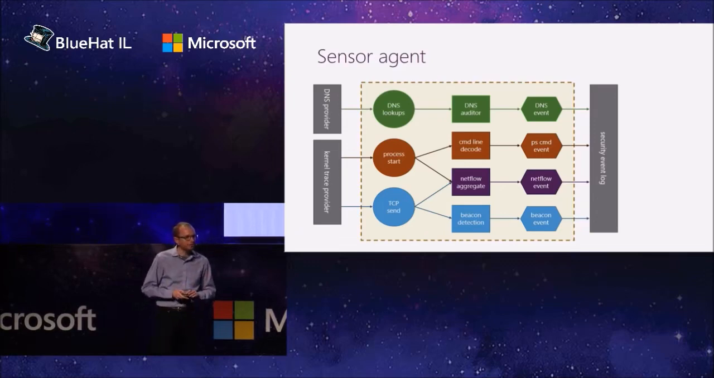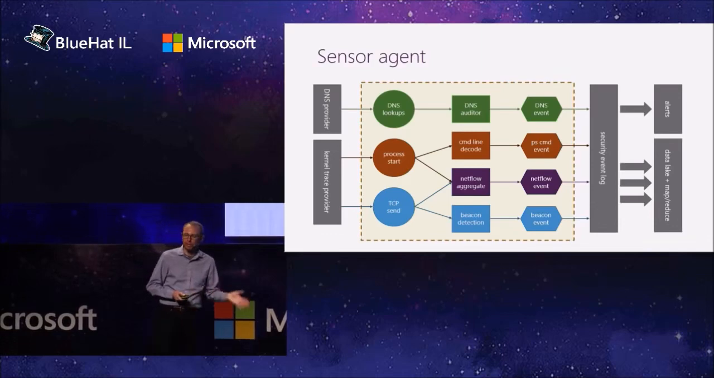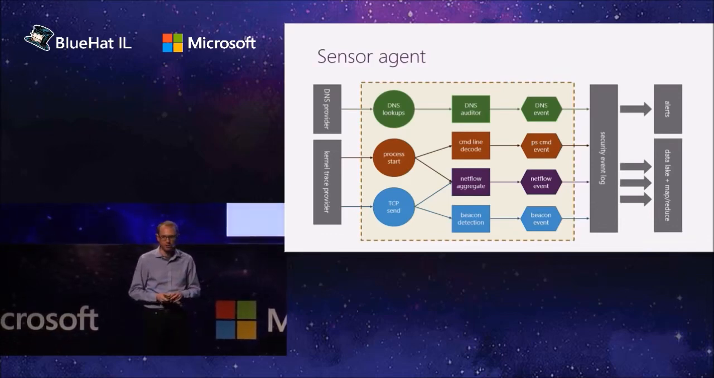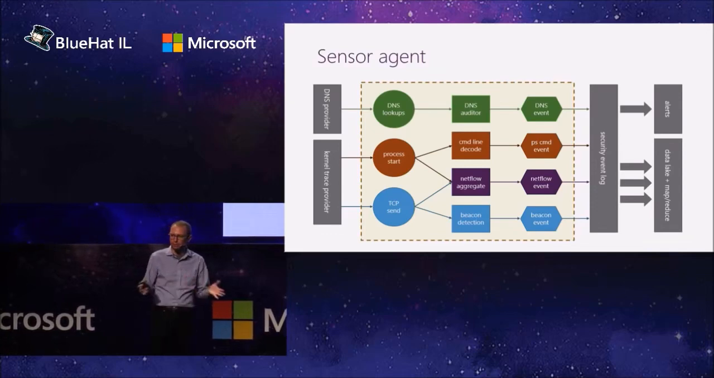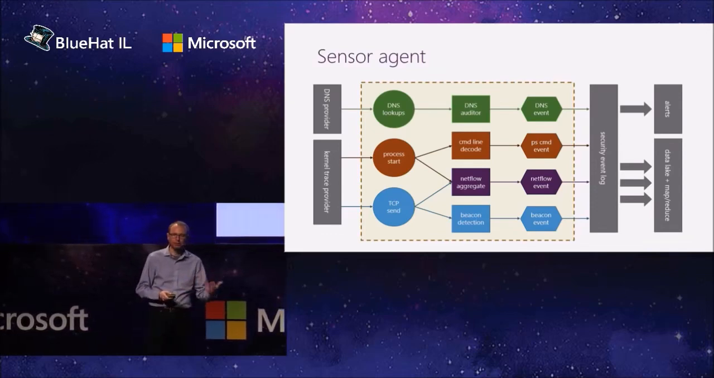After I do aggregation and filtering, I'm going to write these events back to the security event log, and then I'm going to upload those to my data lake system, my MapReduce system, where I can do queries, I can look for anomalies across my environment, and I can also output alerts.